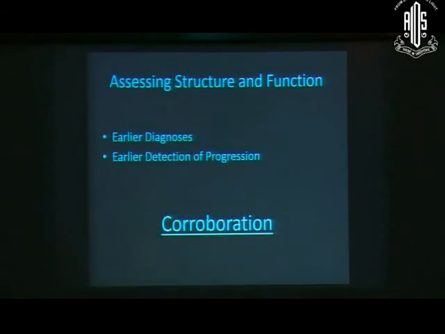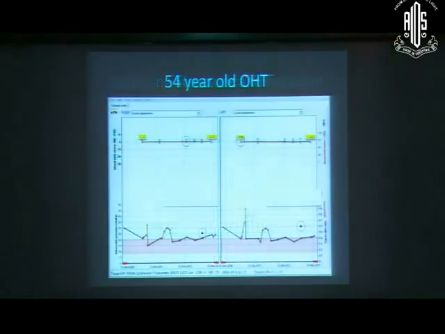So are they useful clinically so far? Earlier diagnosis, early detection of progression. I think the main value of combining structure and function is you get corroboration of your findings, your clinical findings, your visual field findings, and your structural findings. Just one example, a 54-year-old ocular hypertensive who swims with me. His intraocular pressure is all over the place. He takes his medication every now and then. So we get very different values. Visual fields have not progressed significantly.